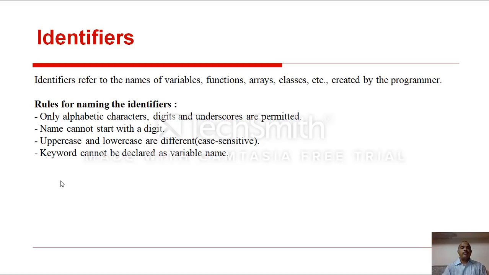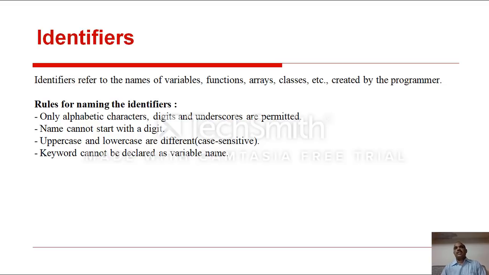Then the second letter onward can be characters and digits combined. Okay. Next, the third rule: special symbols are not allowed in the variable name. Then the fourth rule: keywords are not allowed in the variable name. Clear? These are the most important identifier rules while naming a variable.